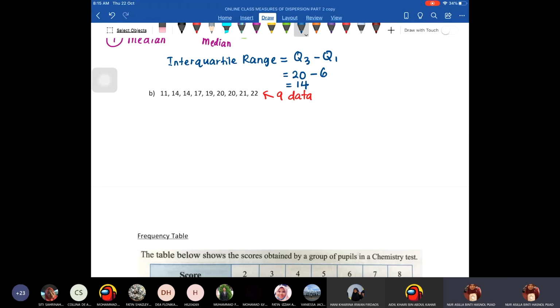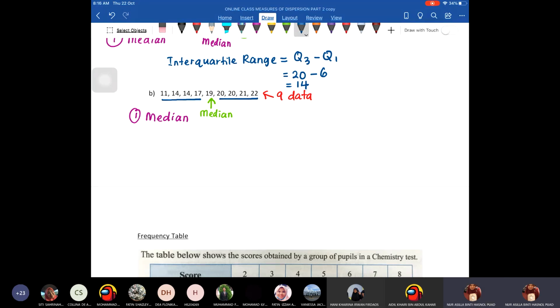So first things first, of course, we're going to look for our median. Since we have 9 data, my fifth data will be my median. So this one, 19. Make sure it is in ascending order. So this is my median. Now I have 2 sets.